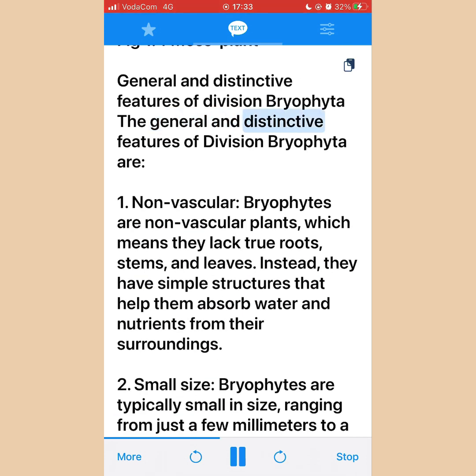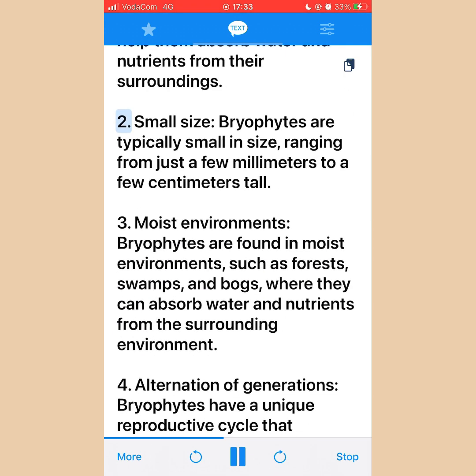The general and distinctive features of division Bryophyta are: 1. Non-vascular. Bryophytes are non-vascular plants, which means they lack true roots, stems, and leaves. Instead, they have simple structures that help them absorb water and nutrients from their surroundings. 2. Small size. Bryophytes are typically small in size, ranging from just a few millimeters to a few centimeters tall.